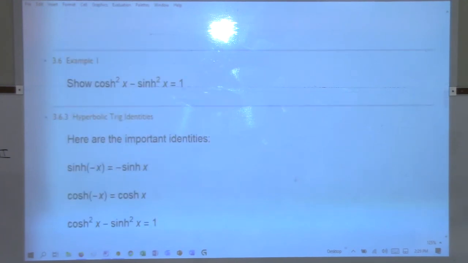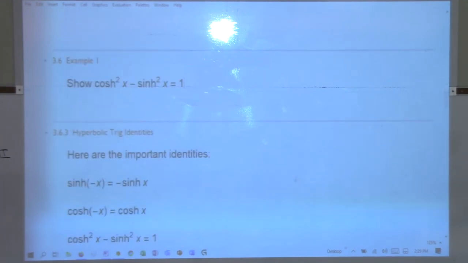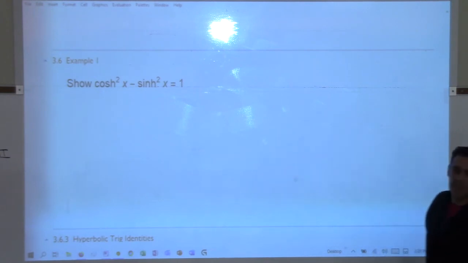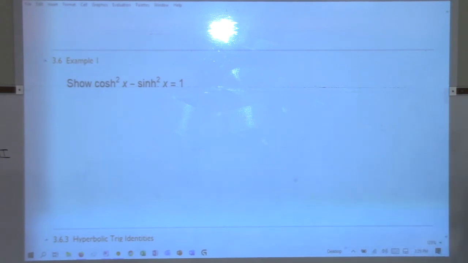Now, do you remember with your regular trig functions, you have all these identities? Like sine squared x plus cosine squared x equals 1, your standard Pythagorean identity. This is an identity for hyperbolics. Notice it's not the same, is it? It's cosine hyperbolic squared x minus sine hyperbolic squared x equals 1.